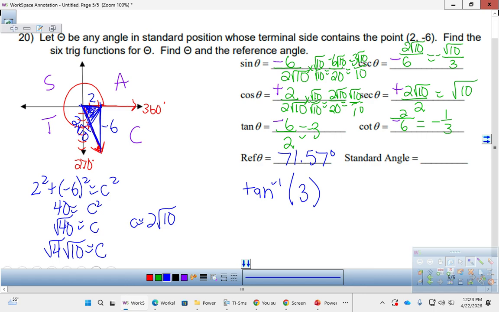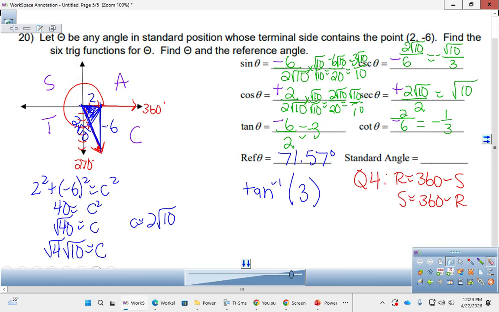So together, my reference angle and my standard angle make a full circle of 360. So you can figure it out visually like that. Or you can remember yesterday that we worked on these rules in our toolkit. And the quadrant 4 rule says that the reference angle equals 360 minus the standard angle, or the standard angle equals 360 minus the reference angle. We're going to work with the bottom one since I'm trying to solve for the standard angle here.